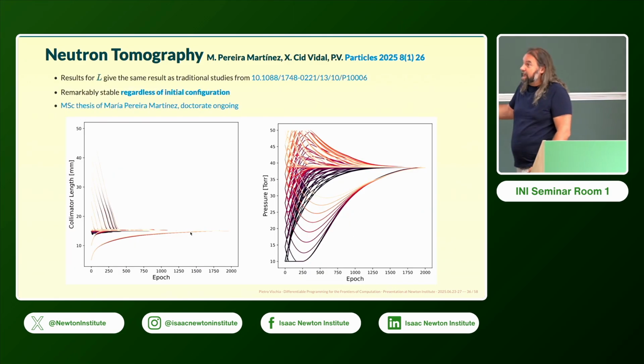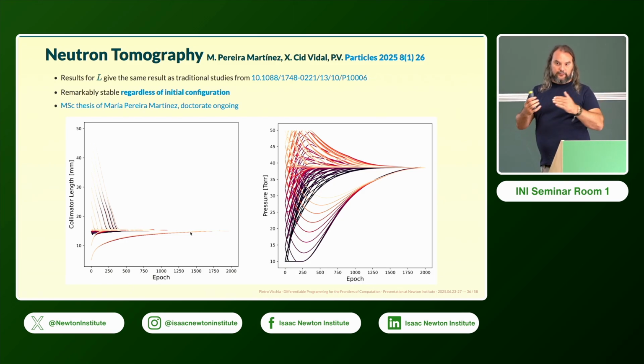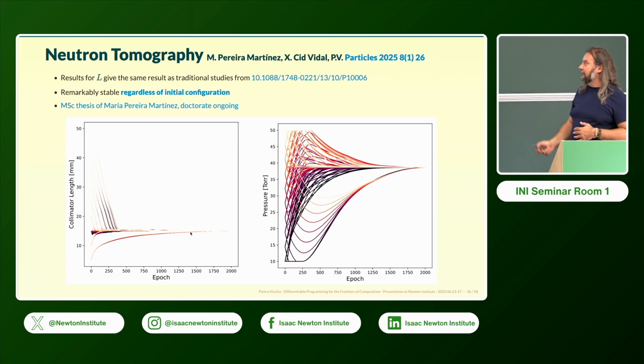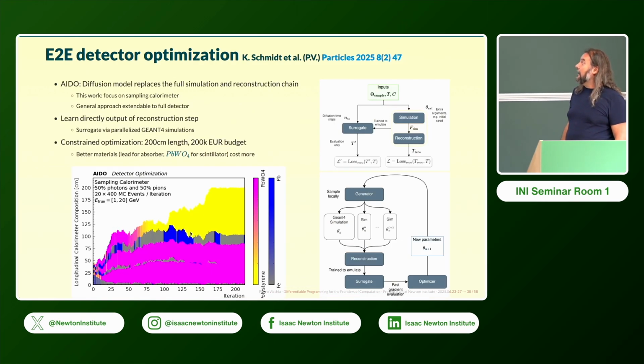And the amazing thing, well, the cool thing, is that whichever starting point you use for any of the parameters, we always stably converge to the same values for the length and the pressure. And for the length, the even cooler thing is that we obtain exactly the same value that the startup company obtained from a huge, costly scan of all the possible values of the collimator length. So this is just the 3D view, so it is nice.